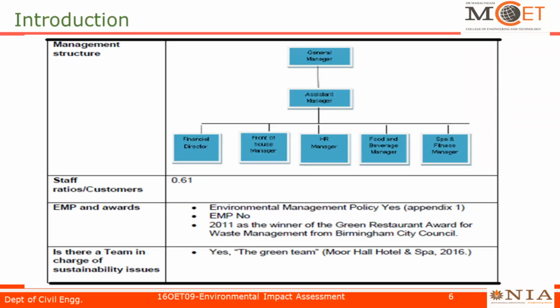So there's a management structure, right? General manager, then comes assistant manager. Below him you have a financial director, right? Front of the house manager, HR manager, food and beverage manager, right? Spa and fitness manager, right? So this is a hierarchical structure of the hotel management, right? So the staff to customers ratio is 0.61.